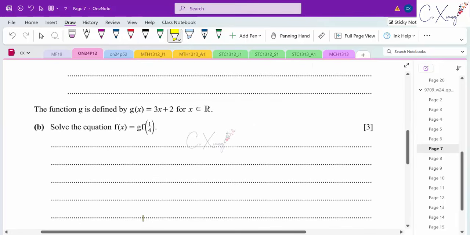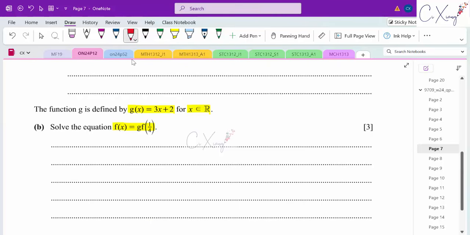Now they give us another function g, which is g(x) equals to 3x plus 2 for any value of x. They want us to solve this particular equation here, f(x) equals to g f(1/4). Okay, so let us try to solve it now. f(x) is the function (2x plus 1) divided by (2x minus 1). We are talking about g f(1/4), so I have to substitute 1 over 4 into my function f(x). So I'm having (2 times 1/4 plus 1) divided by (2 times 1/4 minus 1).